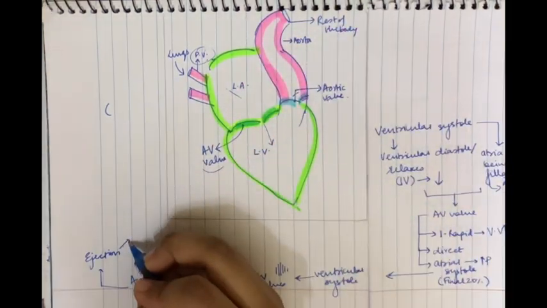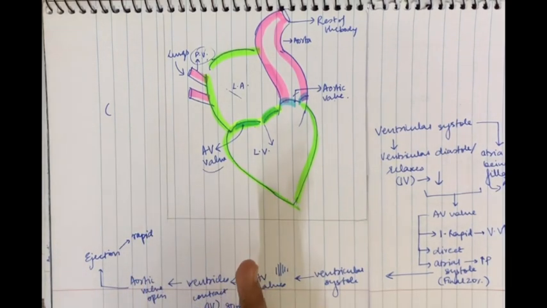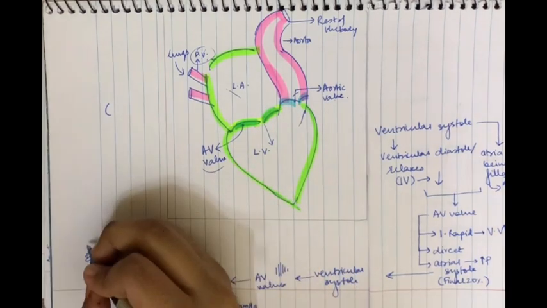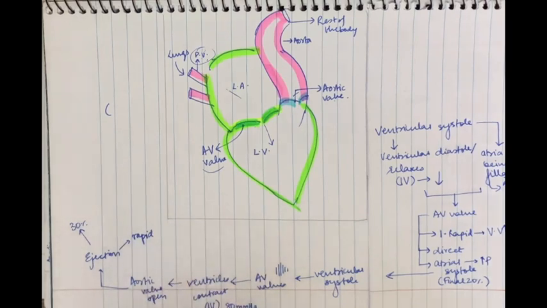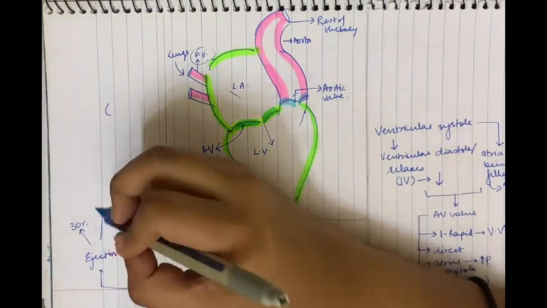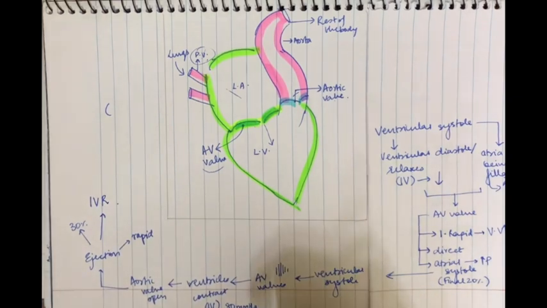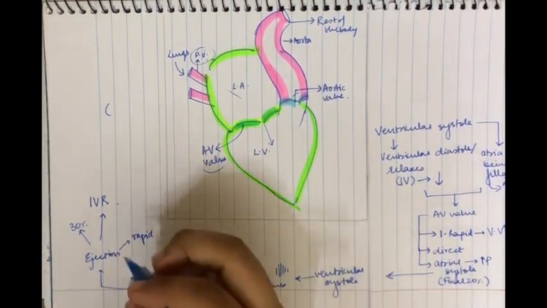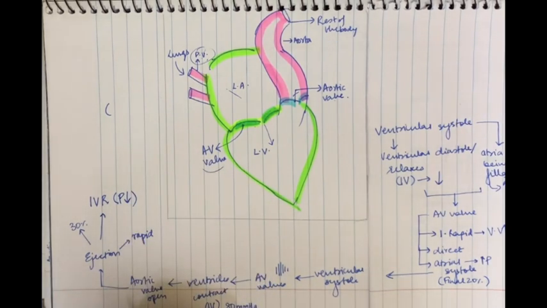First, it is in a rapid phase wherein 70% of the blood is ejected, and then it is followed by a slow phase when 30% of blood is ejected into the aorta. Now again, we come back to this phase when the ventricle undergoes isovolumetric relaxation. When isovolumetric relaxation takes place, I told you that the pressure decreases but the volume remains the same.